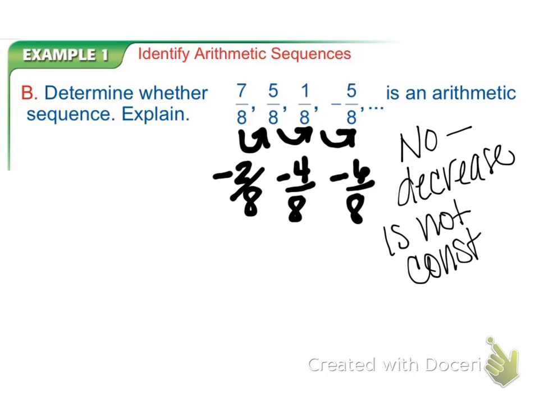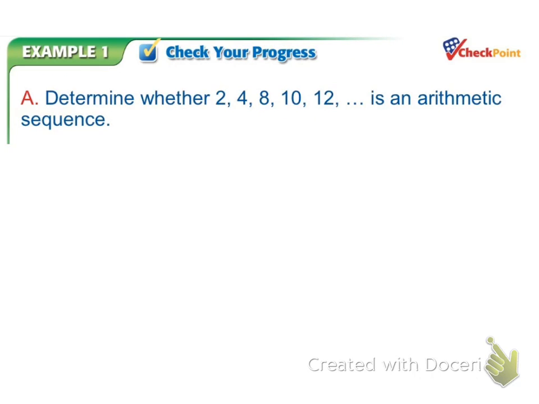What I mean by constant is that it has to be the same. If it was all a decrease of 2 over 8, 2 over 8, 2 over 8, then that would be fine. But because that top number is different, it's not constant, and you just say no and move on. Let's do this one. Go ahead and pause the video and try this one on your own.